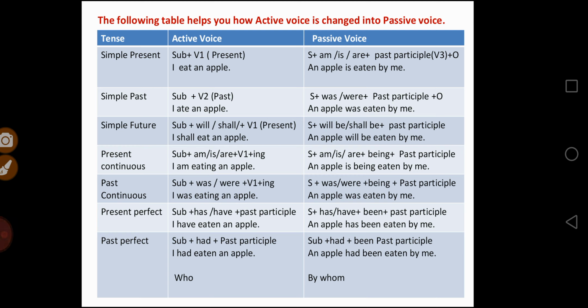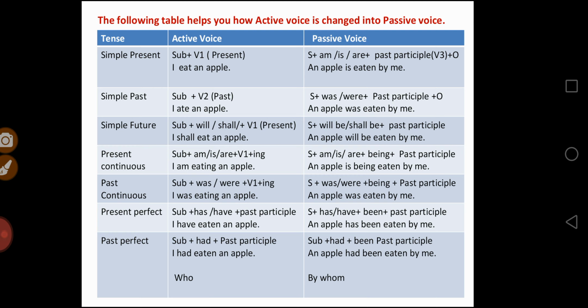In simple past, subject plus V2. I ate an apple. Here the structure in passive voice is subject plus was or were plus past participle plus object. Was is used for singular and were is used for plural. And the example is: an apple was eaten by me. Here an apple is singular, so we have used was.